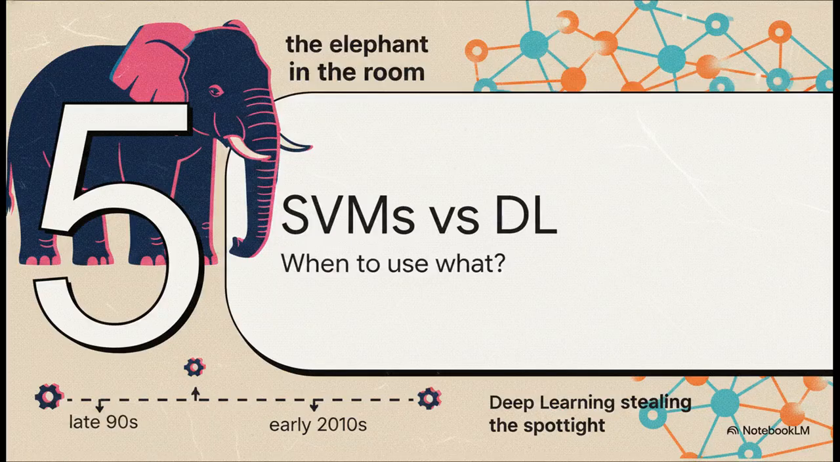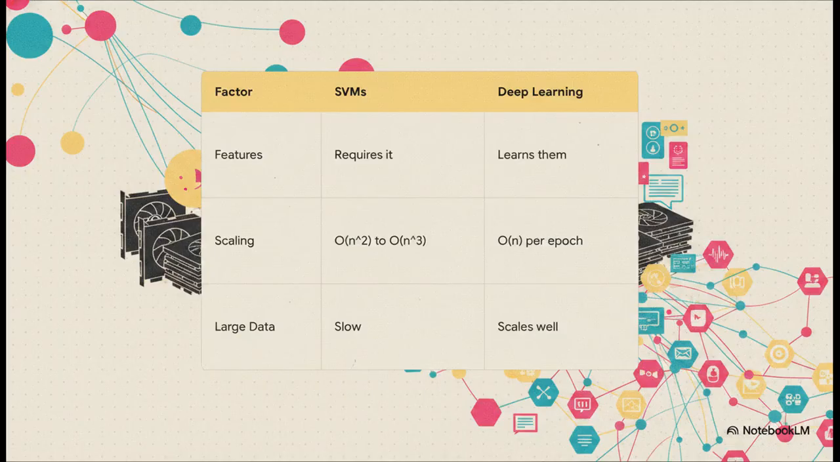Step 5. SVMs versus deep learning. To wrap this explainer up, we've got to address the elephant in the room. SVMs absolutely ruled machine learning from the late 90s right up through the early 2010s. So why exactly did deep learning steal the spotlight? Honestly, the shift primarily came down to two things: massive scale and unstructured data. When you're dealing with giant data sets of raw images, text, or audio, deep learning's scalability easily takes the crown. Neural nets automatically learn features from raw data, while SVMs usually require you to manually engineer those features.